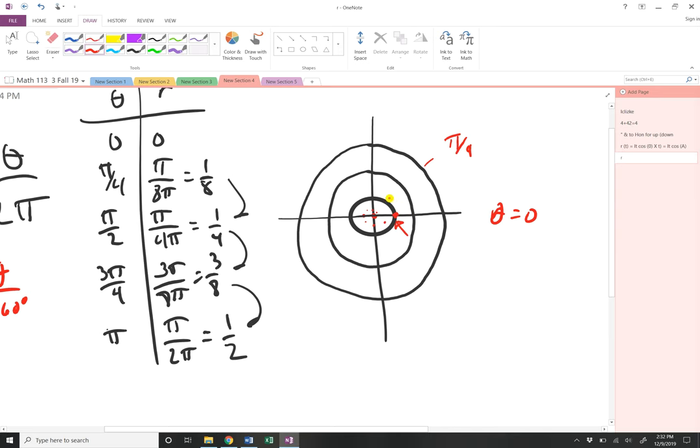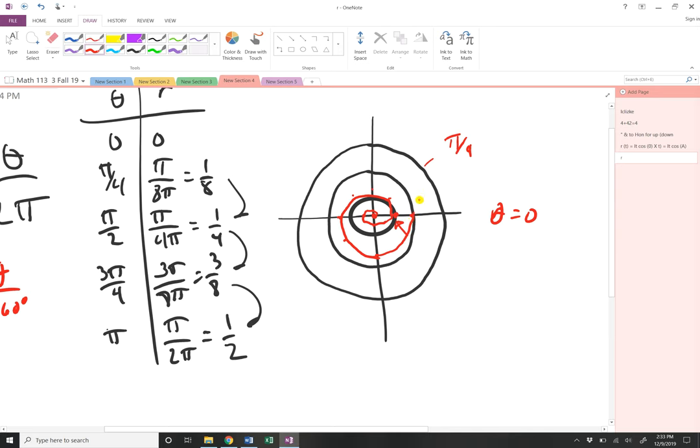So I go around an eighth of a circle, I add an eighth. I go around another eighth, I add an eighth. I go around another eighth, I add an eighth. Out here I'm at a half, 1.5. Add an eighth, add an eighth. Add an eighth, add an eighth. So what's happening here?